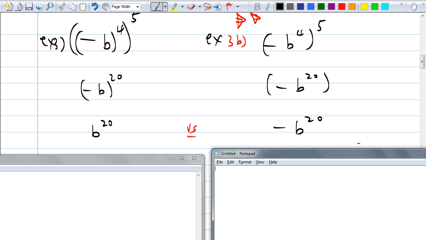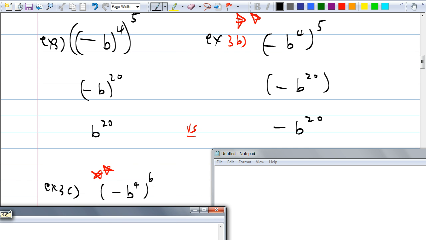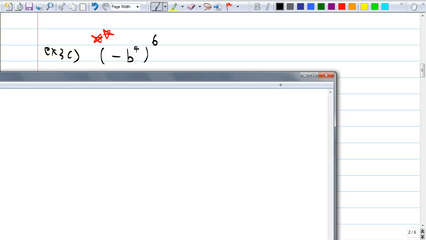Do you see that? Any questions? If you got that, then try this. What do you get for this one? Two stars? Yeah, they both have two stars. Example 3c. They all look similar. But what do you think you get for this one? Go ahead, everybody try.